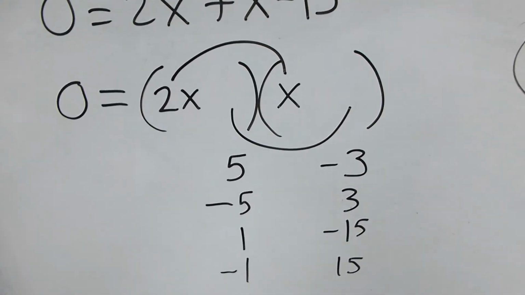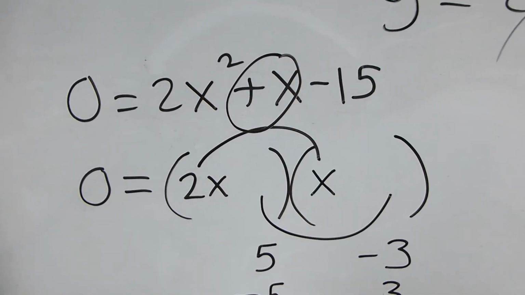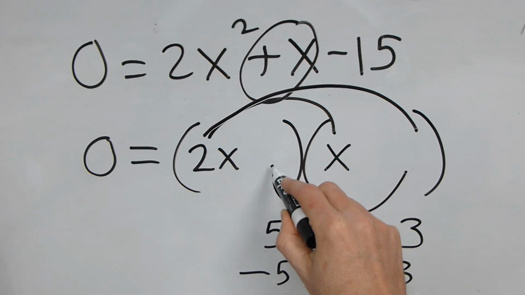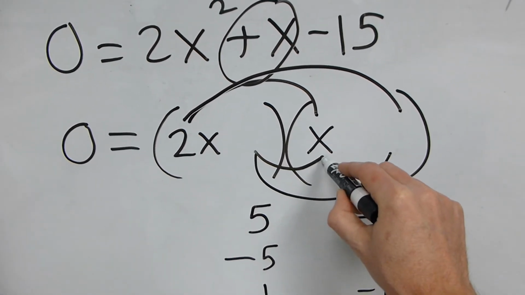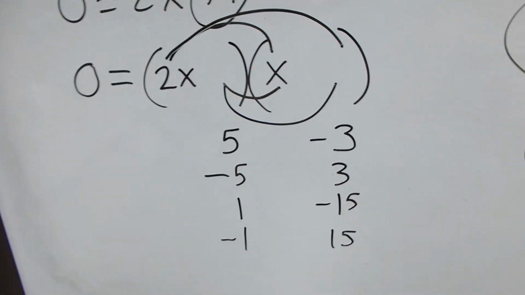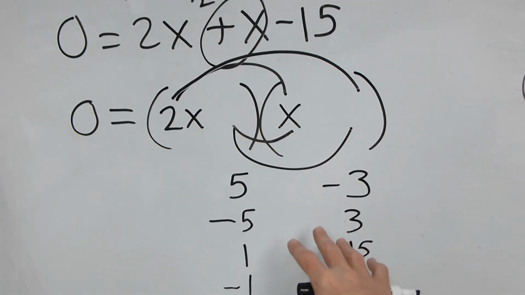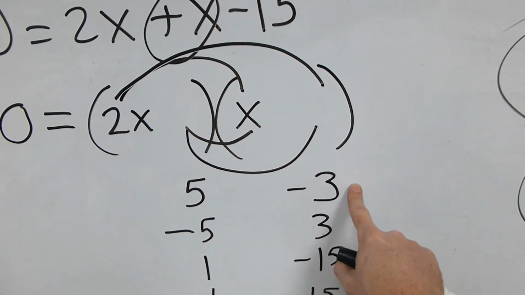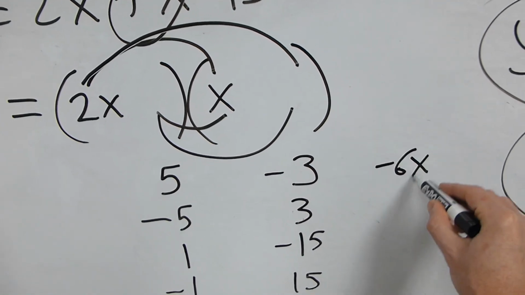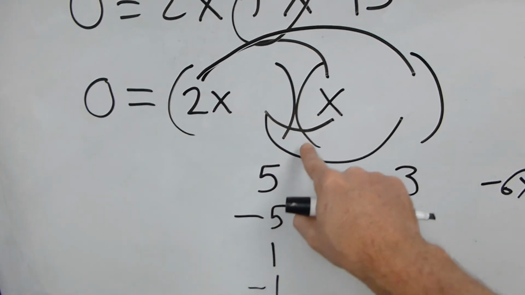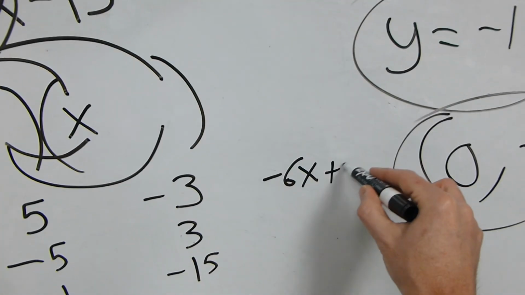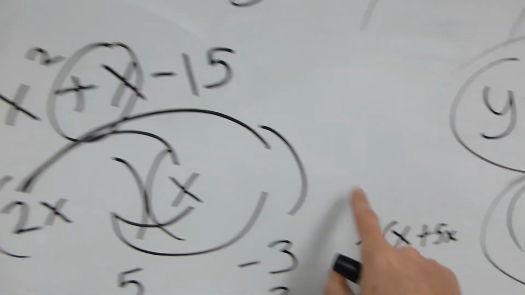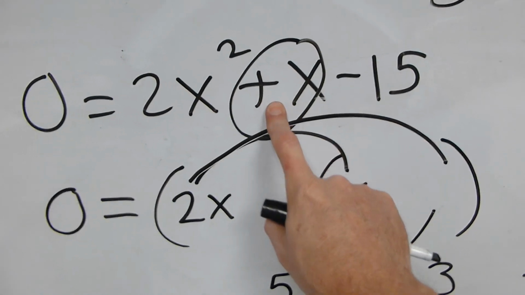Now, here's the thing. Where does the 1x come from? The 1x comes from 2x times the outer plus whatever this is times x for the inner. Okay? So what you're doing is you're writing out possible things that make 15. And you say 2x times negative 3 would be negative 6x. 5 times x would be plus 5x. Negative 6x plus 5x is negative 1x. Darn it, I wanted a positive 1x.